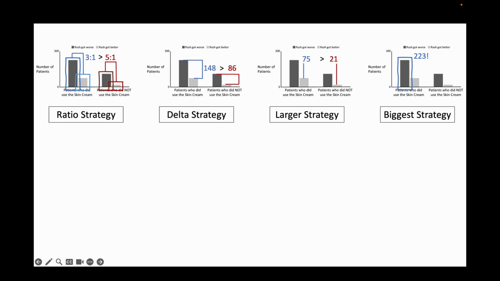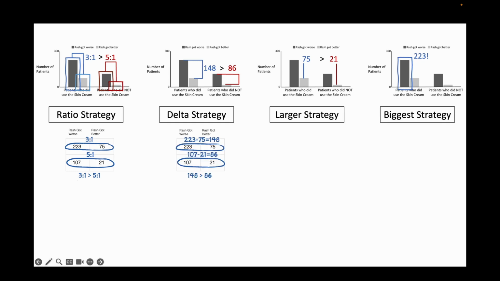We observed the same 4 strategies participants reasoned with to solve this problem. The ratio strategy, where they compared relative ratios between patients whose rash got worse to better. The delta strategy, and that's almost like the ratio strategy, but the participants took the difference between the 2 sets of values rather than their ratios. The larger strategy, where participants compared only 2 numbers. And the biggest strategy, where the participants focused on the biggest number.